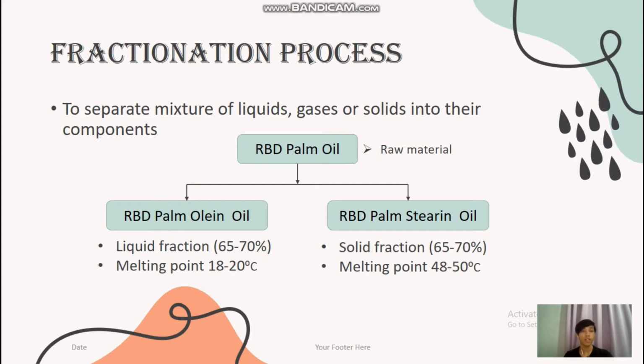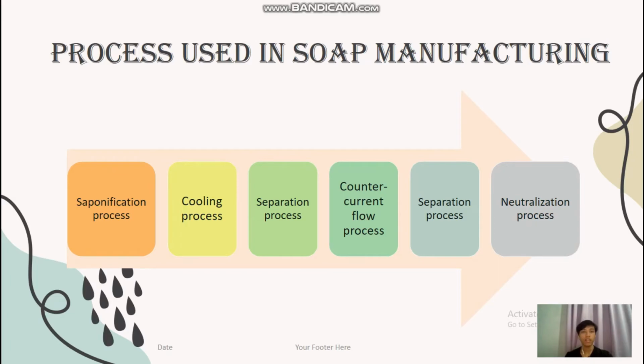Then palm olein oil will be collected as the end product in the form of liquid at room temperature. However, palm stearin oil will be collected as a byproduct in the form of solid at room temperature. So, there are 6 processes used in this soap manufacturing.